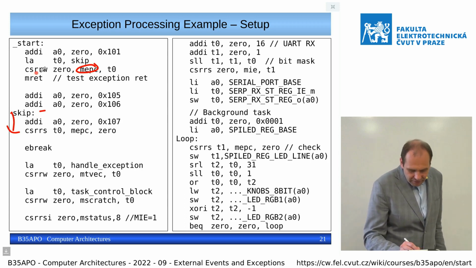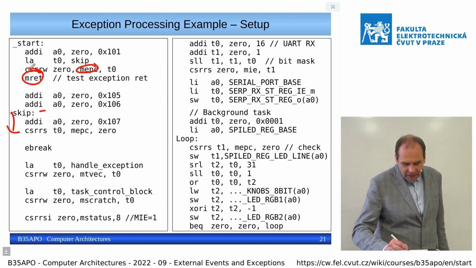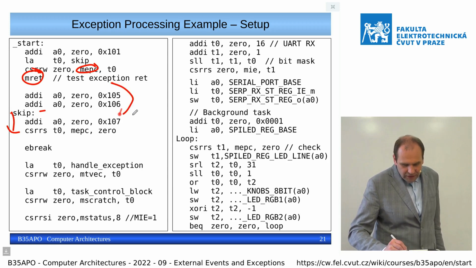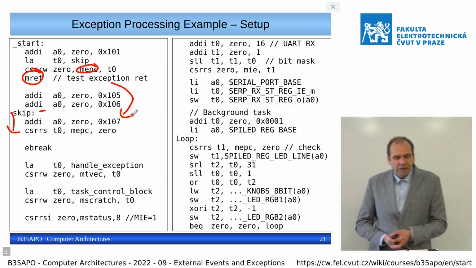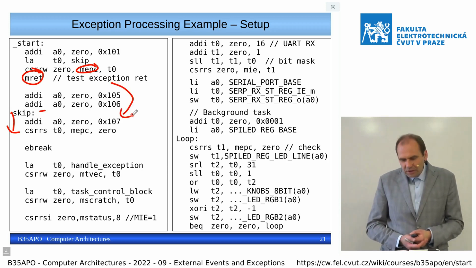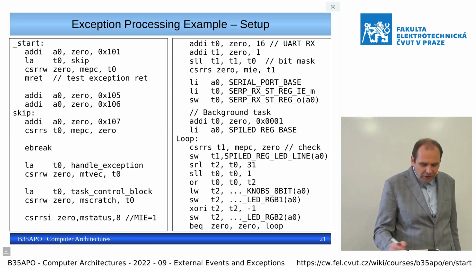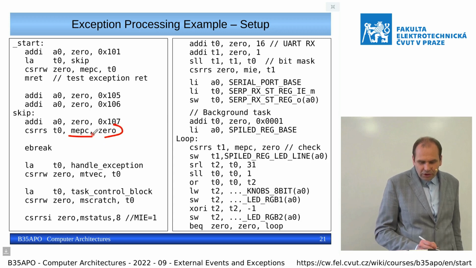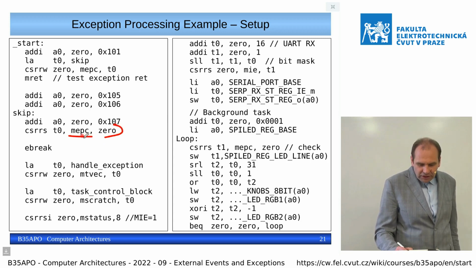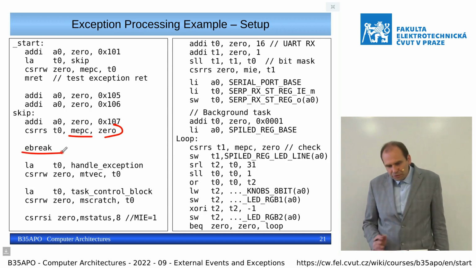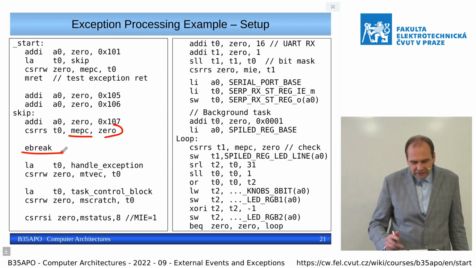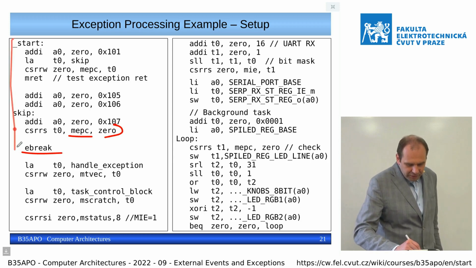And if we then invoke the mret instruction, then those two instructions should be skipped, because that is how the machine return should work. Okay, so it is only the test. Then we can check what the actual value of the machine exception PC is, and there is an ebreak to stop the execution. So it is only to test what can be done.